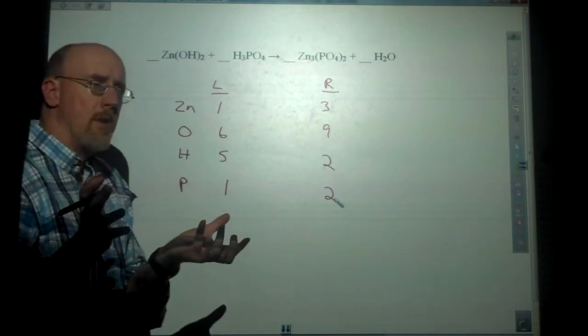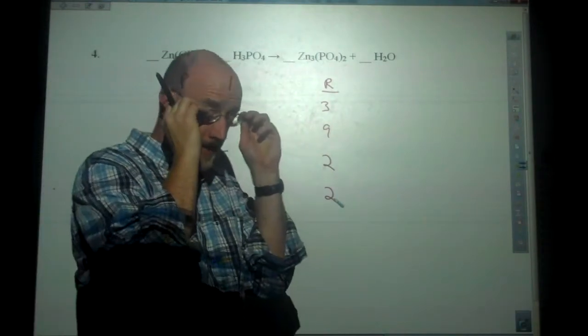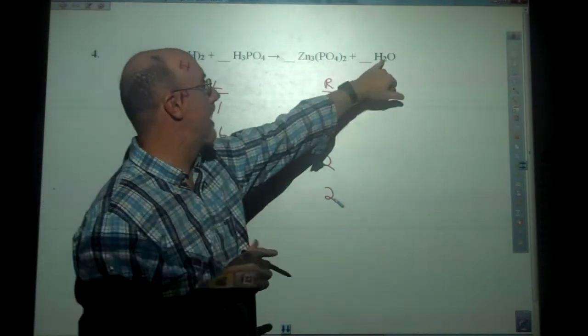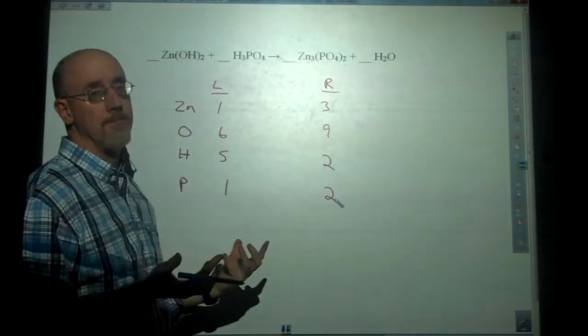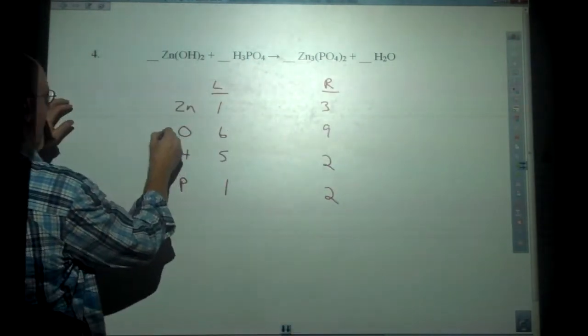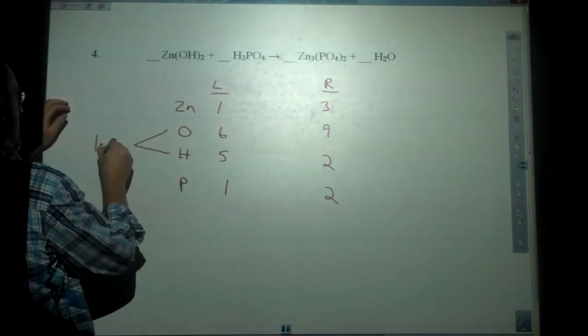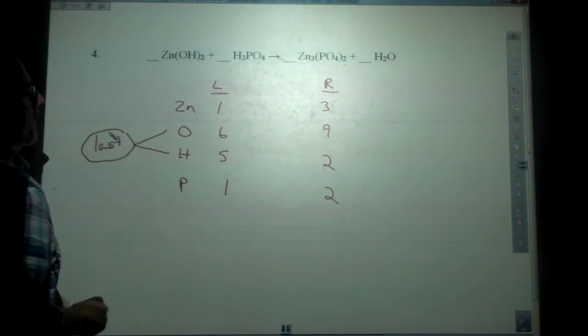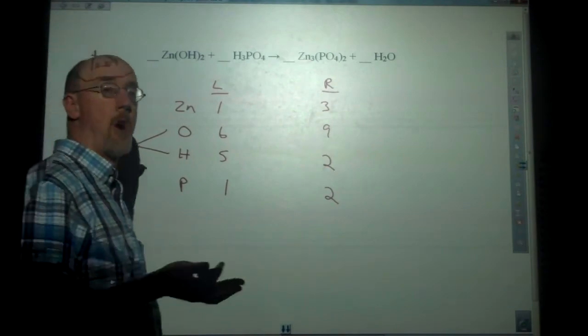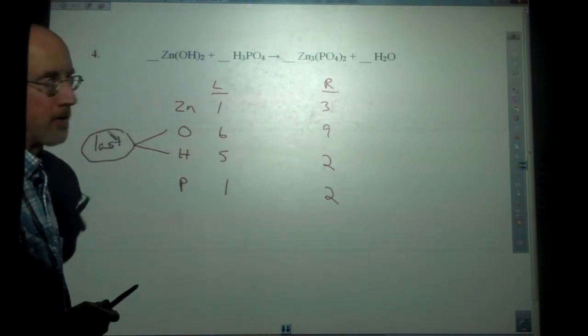Going back to our hints, we've used this one maybe a little bit in class, not a ton. There's nothing by itself, but you've got water. So the other hint was, if there are no single elements, go ahead and do your water last. So we're going to do water last. Do zinc first, and then do phosphorus. Go ahead and try that. Pause the video and see how it goes.